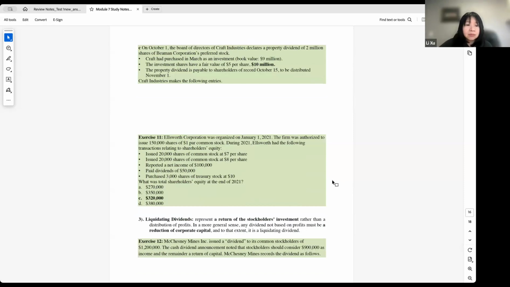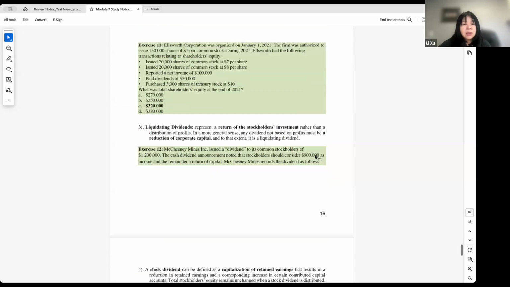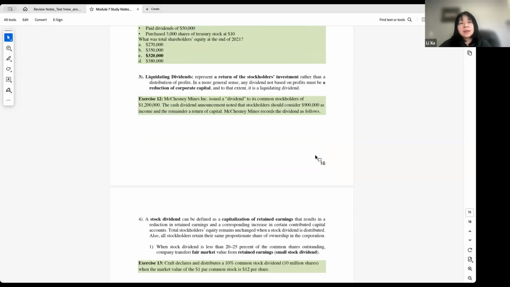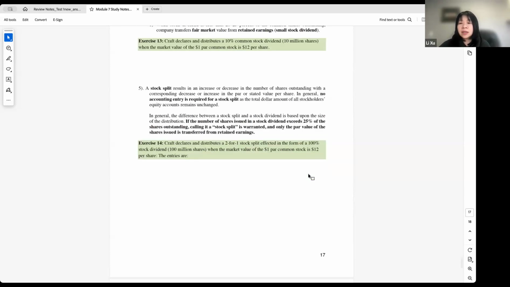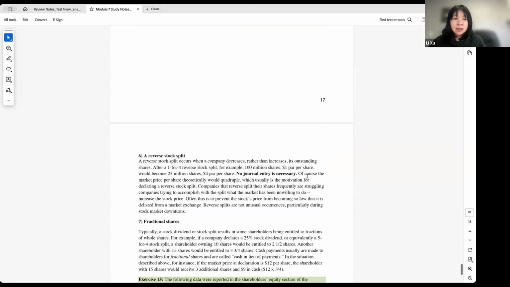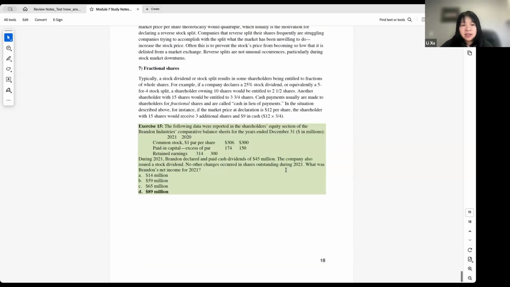Here, just make sure you go over these 2 questions. And liquidation dividends, we're not going to touch that, so cross it out. And the stock dividends, stock split, you can cross out all of them. Of course, nothing about the reverse stock split, fractional shares, they're all gone.